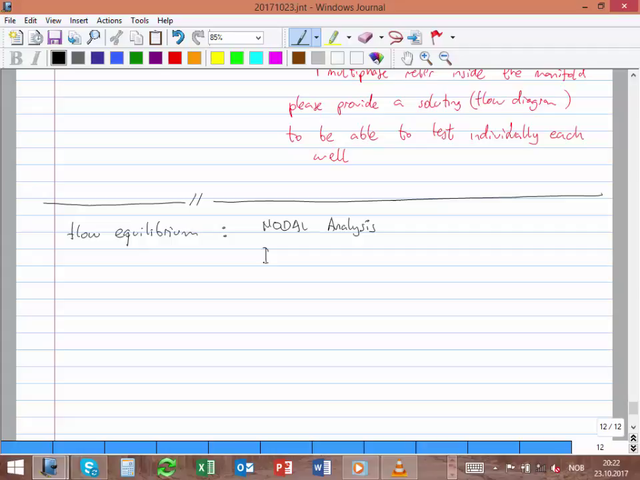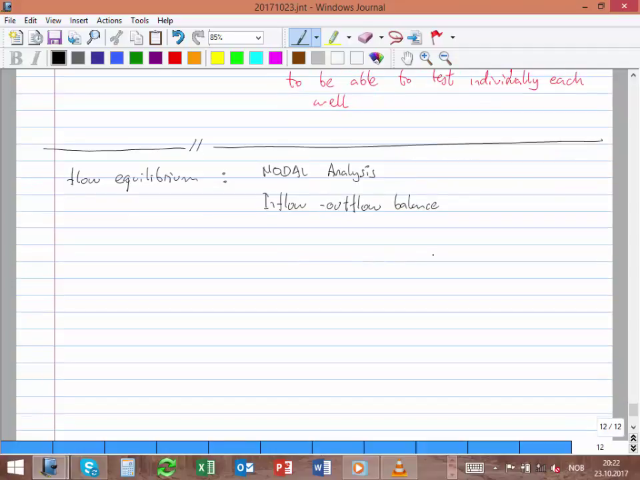You have also inflow, outflow, balance, all kinds of names. But we are going to call it flow equilibrium. And that's the basis for the rest of the things we're going to do in these two weeks. It's very general. So let's start first with an example.